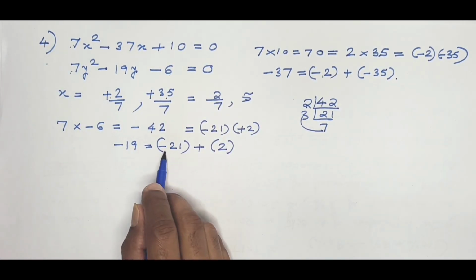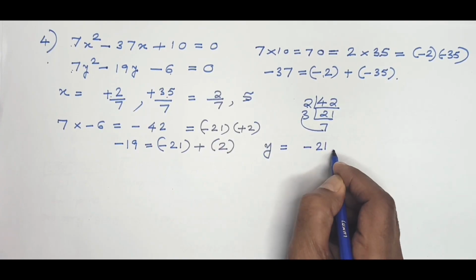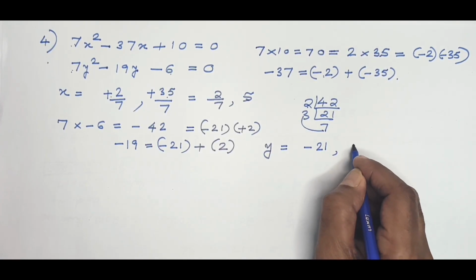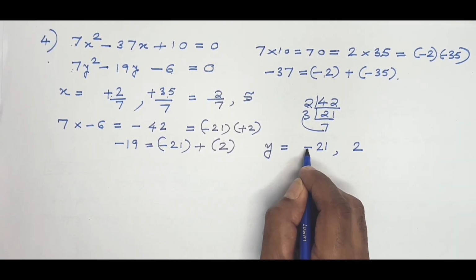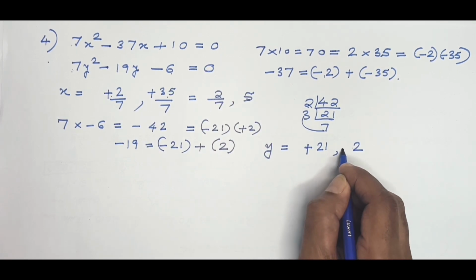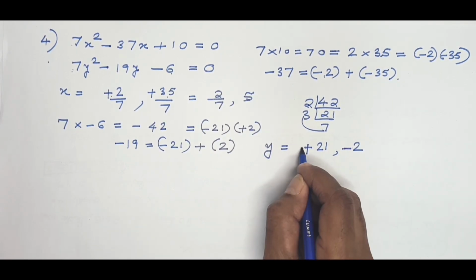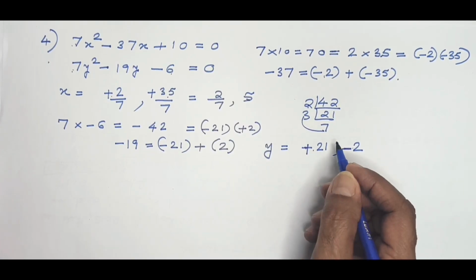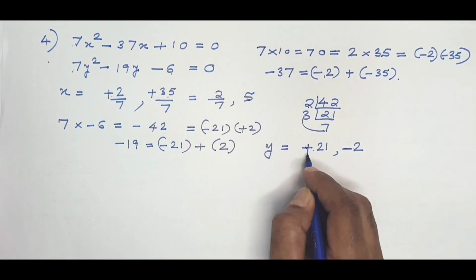So the numbers are minus 21 and plus 2. Second step, what is the second step? Change these signs. Minus becomes plus and plus becomes minus. What is the third step? Divide each of these numbers by the coefficient of y square, which is 7.